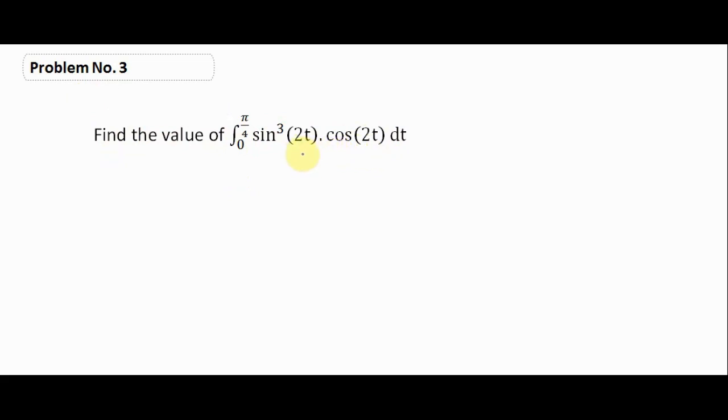Okay, now coming to the solution, here we have to use integration by substitution also. So let's take u equal to sine 2t. If you take u equal to sine 2t, then du will be equal to cos 2t into 2 dt.